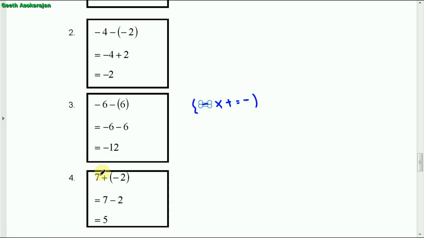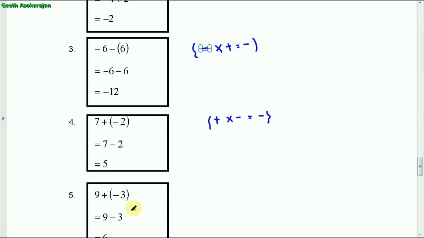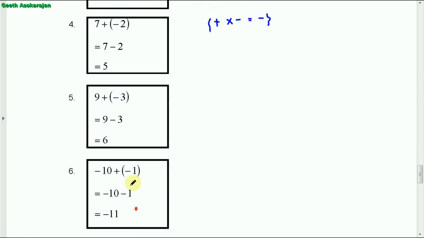For number 4, 7 plus minus 2. So I have a 7. Plus times minus is a minus. So plus times minus is minus. So I have a 7 minus 2. And 7 minus 2, 5. Number 5. 9 plus minus 3. So I have 9. Plus times minus is minus. So minus the 3. 9 minus 3, 6.